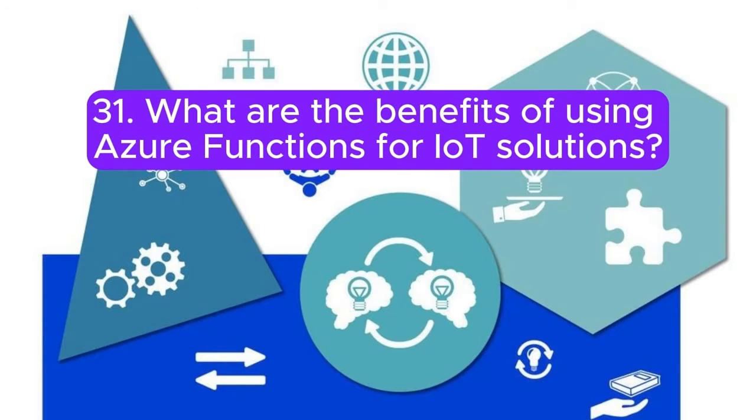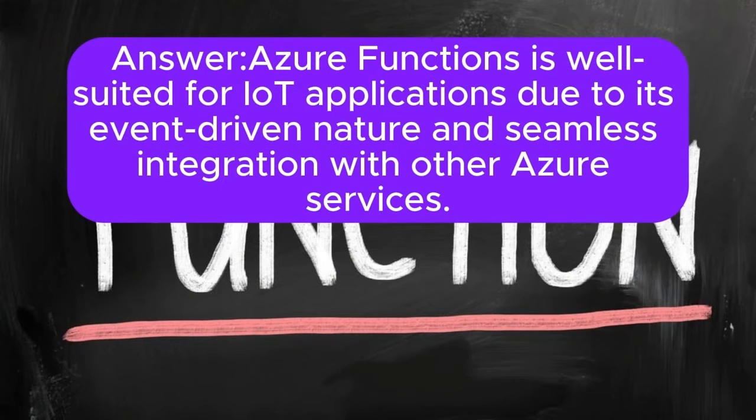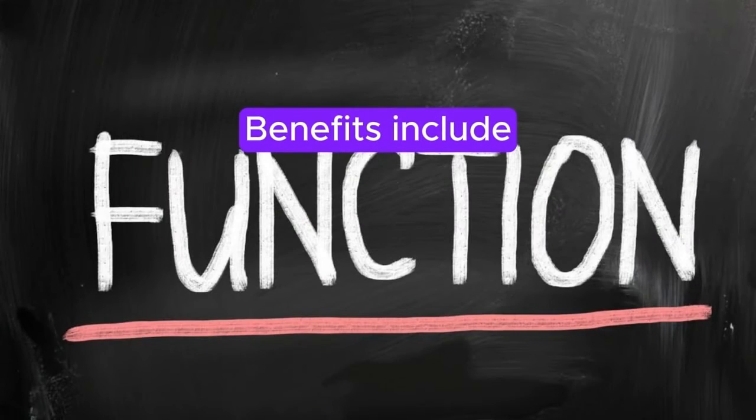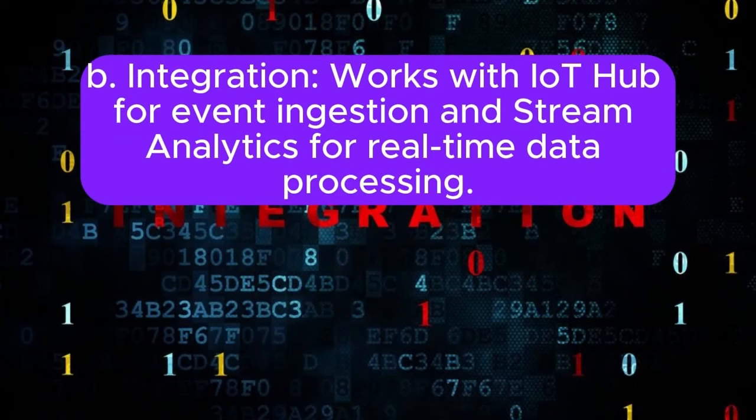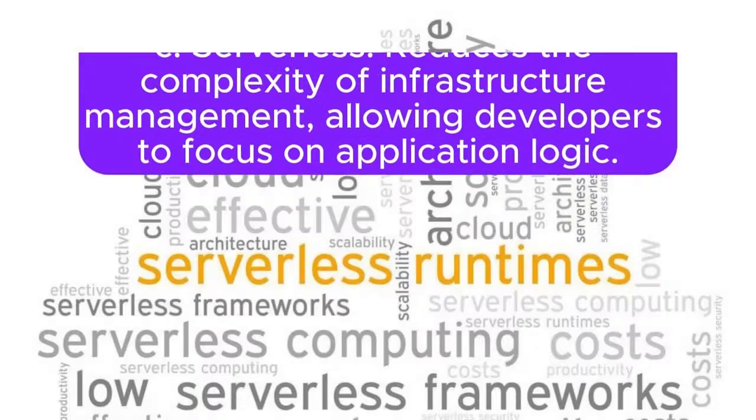31. What are the benefits of using Azure Functions for IoT solutions? Answer. Azure Functions is well suited for IoT applications due to its event-driven nature and seamless integration with other Azure services. Benefits include A. Scalability. Automatically scales to handle millions of IoT device messages. B. Integration. Works with IoT Hub for event ingestion and Stream Analytics for real-time data processing. C.